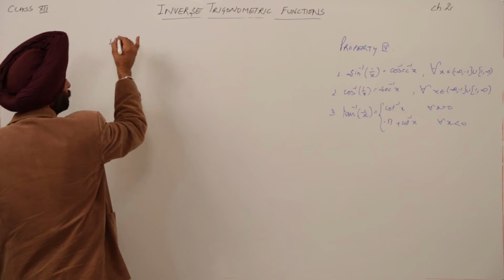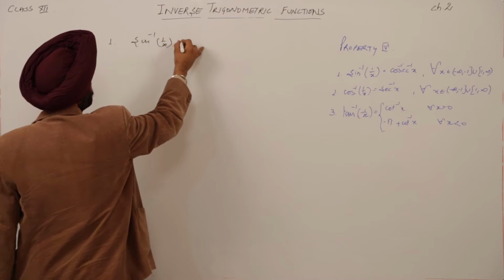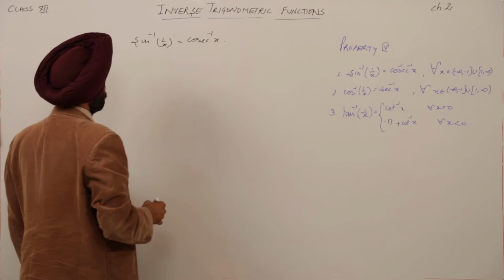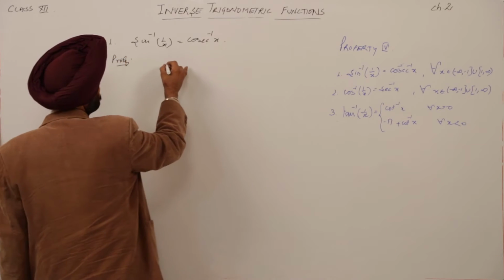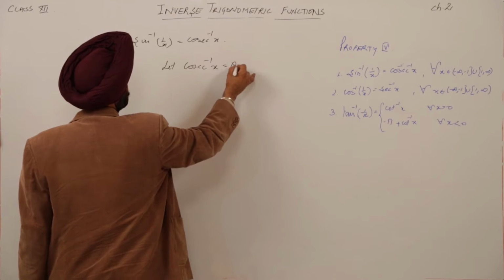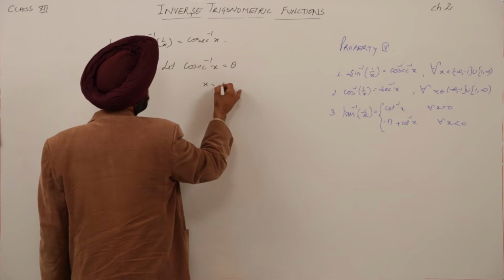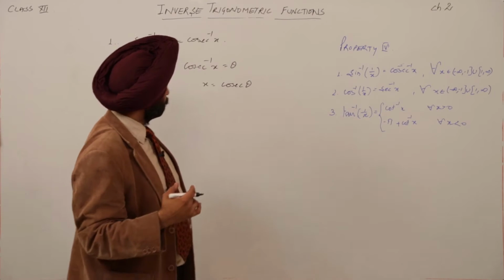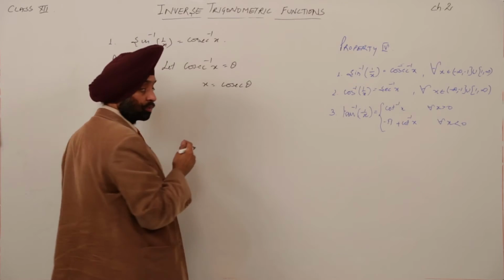Now, number 1, we have sin inverse 1 by x is equal to cosecant inverse x. Proof. Let cosecant inverse x be equal to theta, then according to the definition x is equal to cosecant theta. This is according to our definition. Now, we want the angle, we want a reciprocal of x, that is 1 upon x. So, just take the reciprocal of both sides.